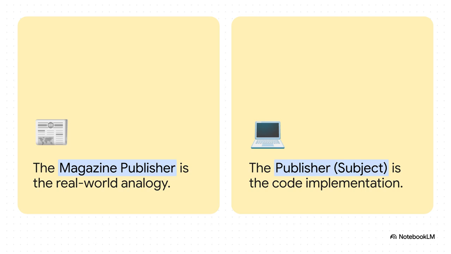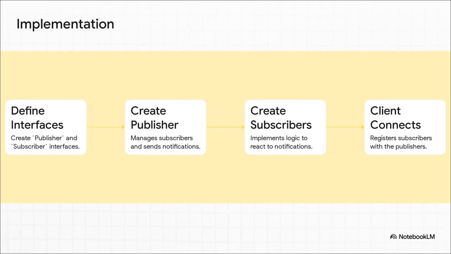And you, the person getting the magazine, you're the subscriber, or as it's more commonly known, the observer. The names are a little different, but the jobs they do are exactly the same. So how do you actually build one of these? Well, it's basically a 4-step recipe.